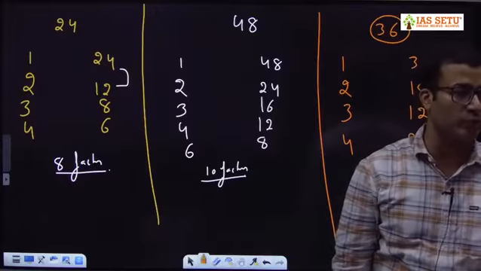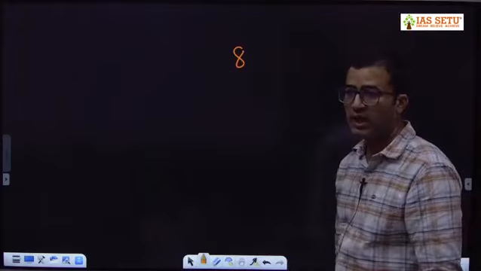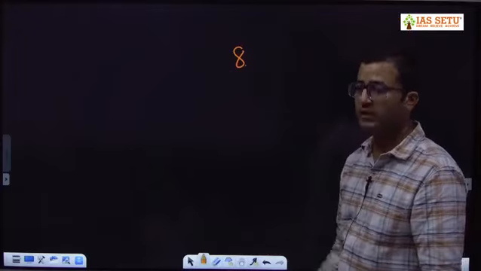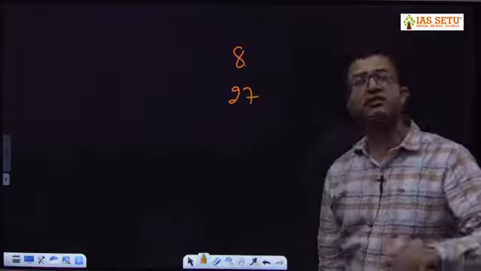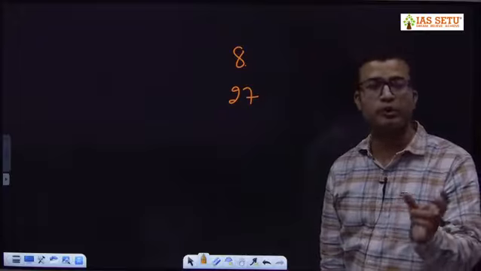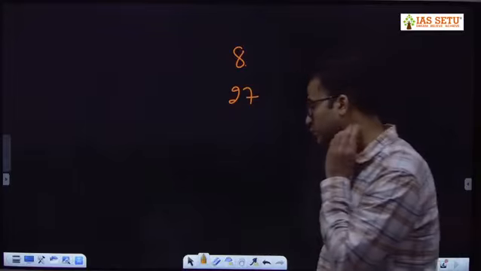If I say cube number or a perfect cube number, I will say 8 is a cube number. I can say 8 is a perfect cube number. 27 is a cube number, it is 3 cube. 27 is a perfect cube. Perfect cube and cube are both the same. Perfect square and square are the same. So you write the first observation.